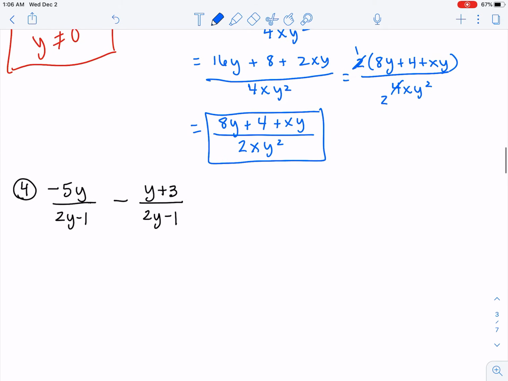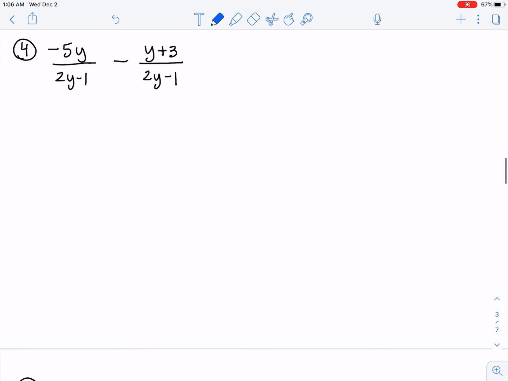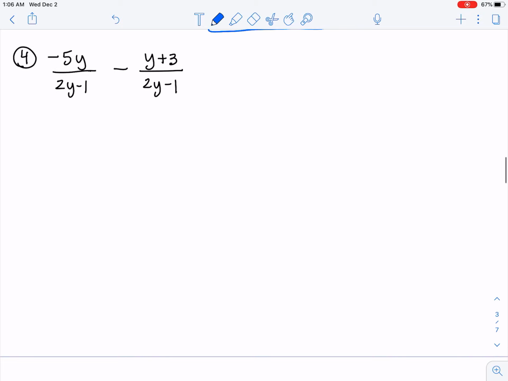Okay. All right, next example. I got negative 5y over 2y minus 1 minus. So now we're going to subtract here, so you'll need to watch for an additional step. Minus y plus 3 over 2y minus 1. Well, what is that least common multiple? We'll see. I have this 2y minus 1, and I have a 2y minus 1. Well, guess what? It's 2y minus 1. Okay. So with that, I can rewrite this all over 2y minus 1. And what would those restrictions be?